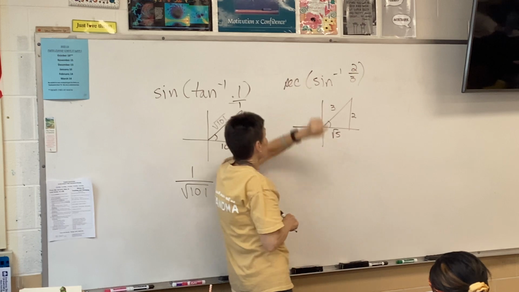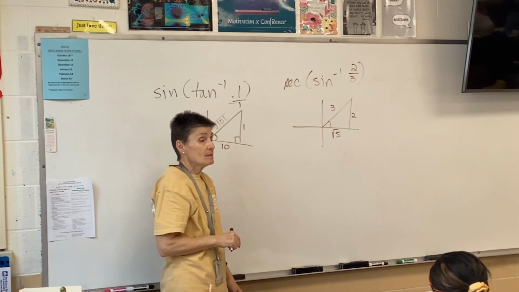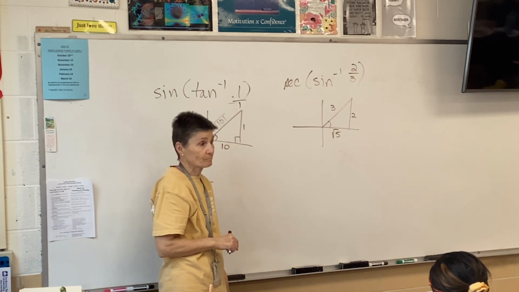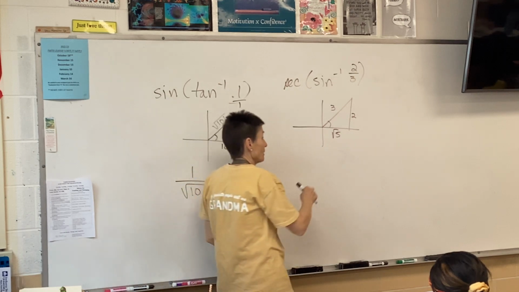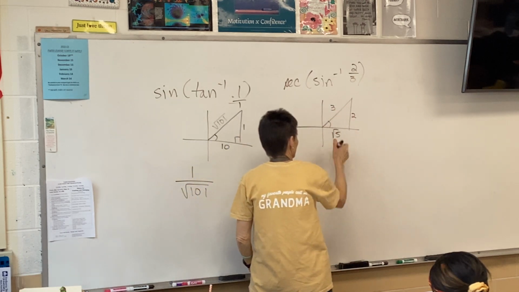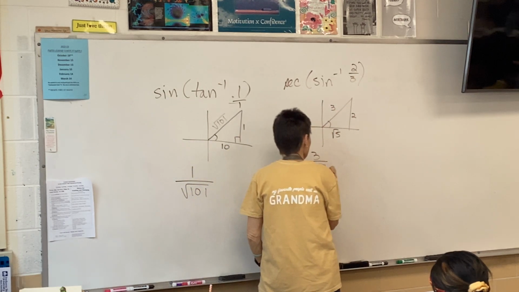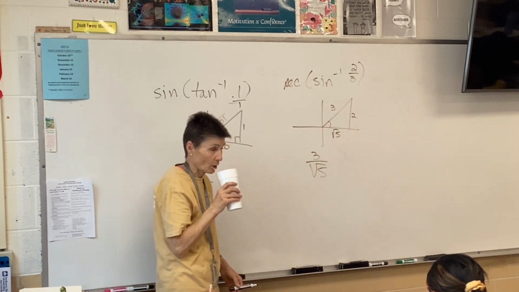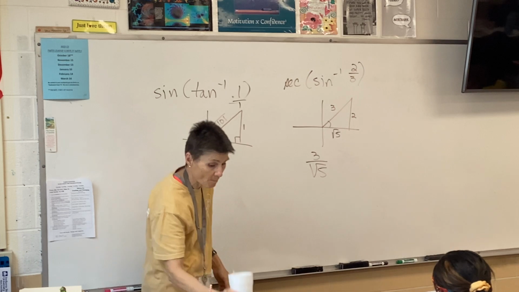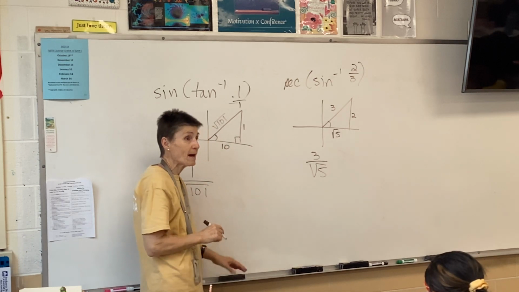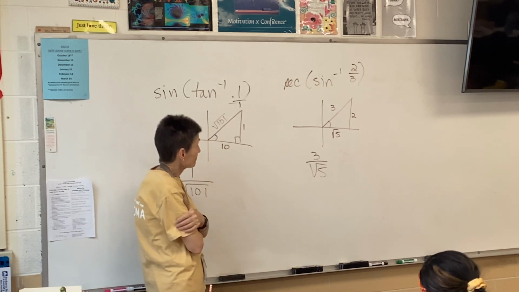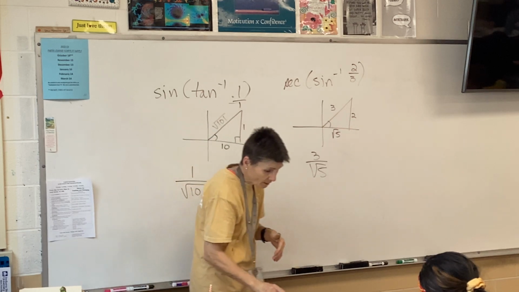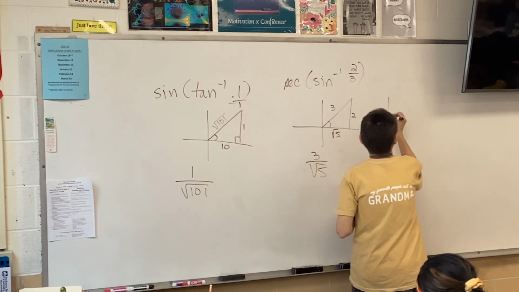Now, what do I want to know about that? I want to know the secant. What's the secant going to be? 3 over root 5? Are you all right with that? All right. Tangent, cosecant.